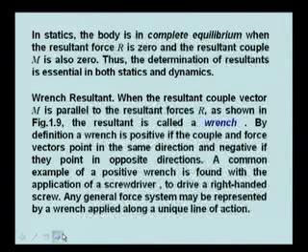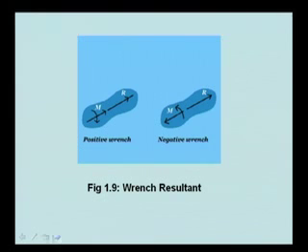Now, we discuss the wrench resultant. When the resultant R is in the same direction as the resultant moment M, then this is called a wrench resultant. In this case, it is a positive wrench, that means the direction of R and the direction of M are the same. Negative wrench means the direction of R and the direction of M are opposite.